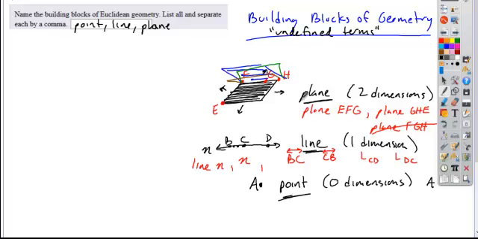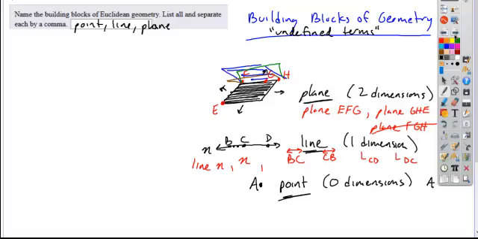The reason they're called undefined terms is they have definitions, but they can't be proven. You can't prove that something extends infinitely because there's no way to physically measure that. And so they're inconsistent as far as the definition is concerned. They don't actually exist. They're just theoretical.